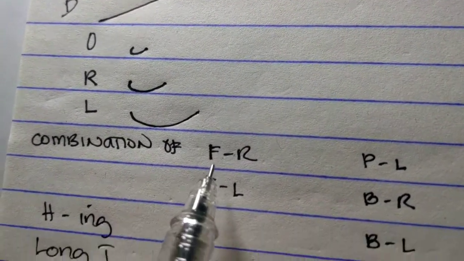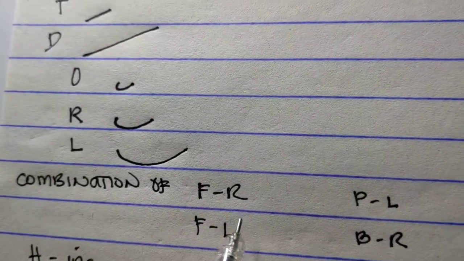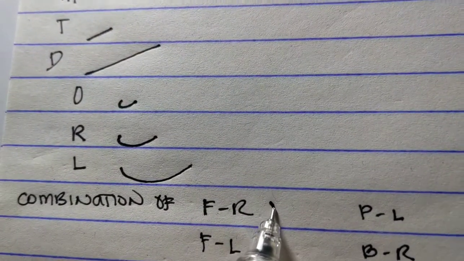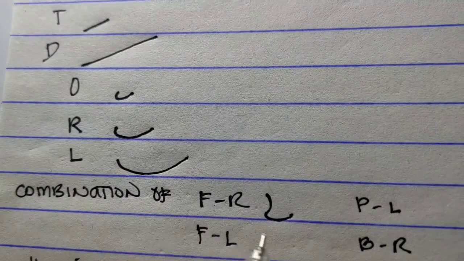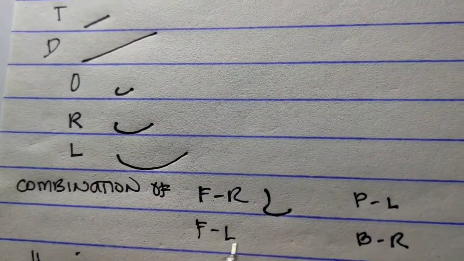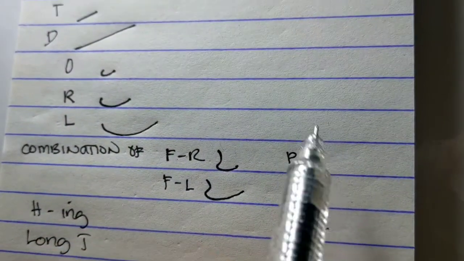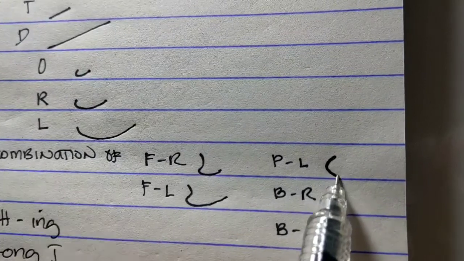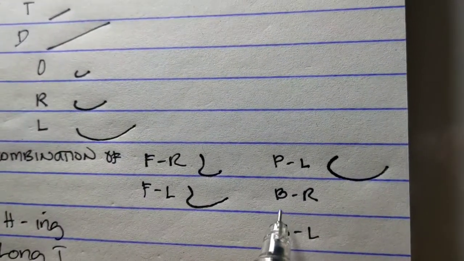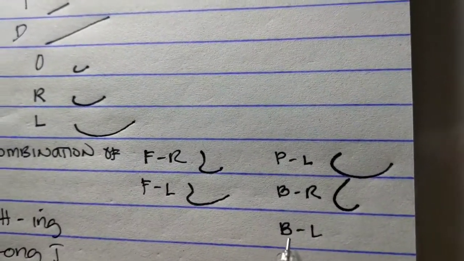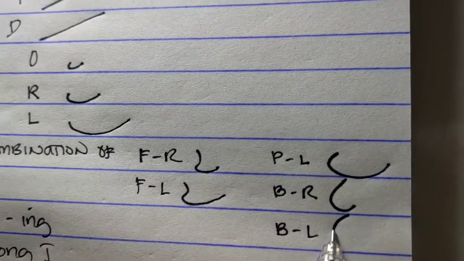Next, the combination of F and R. Letter F is like this. F and then R. For letter F and L, F and L. For P and L, this is P, L. B and R, B, R. B and L, B, L.